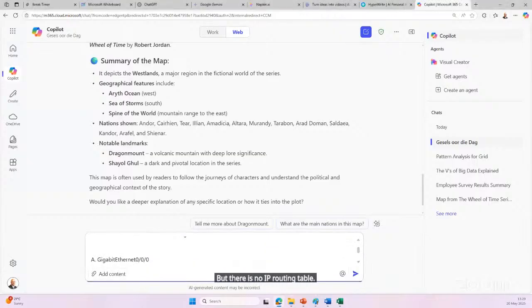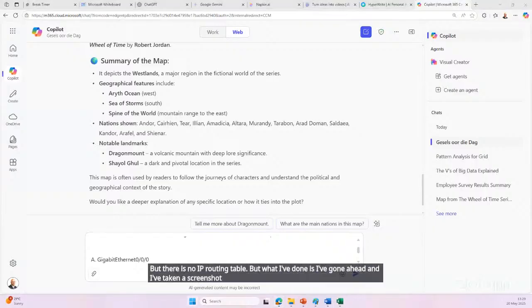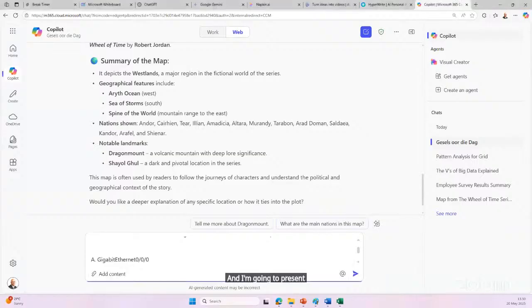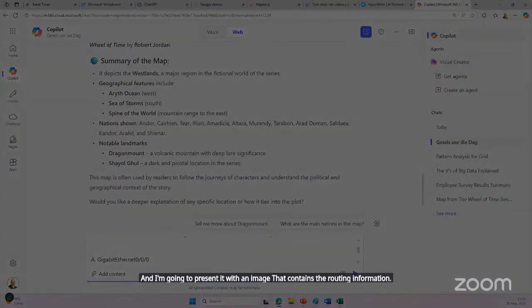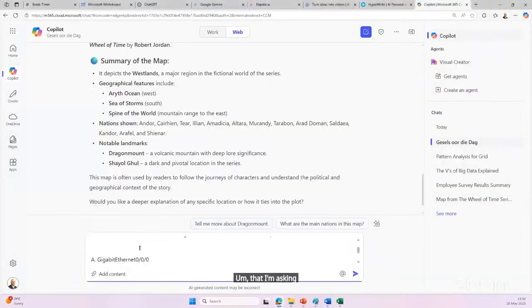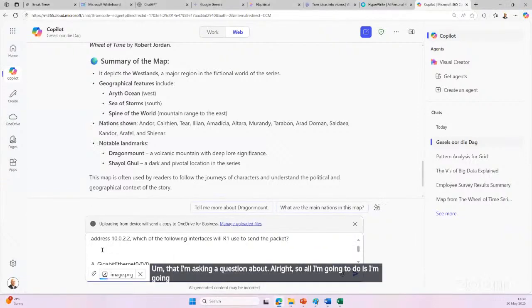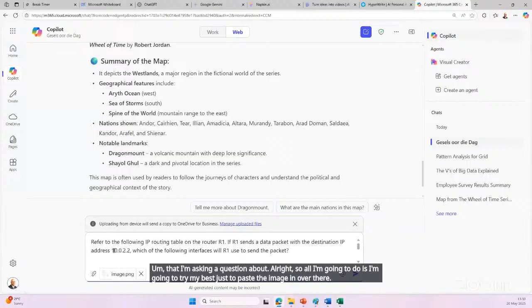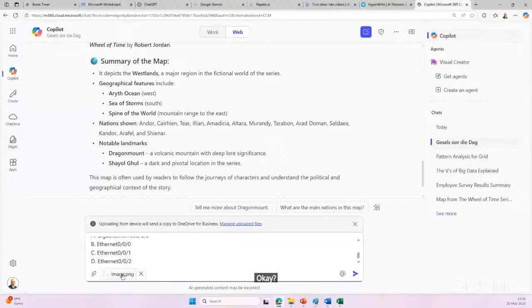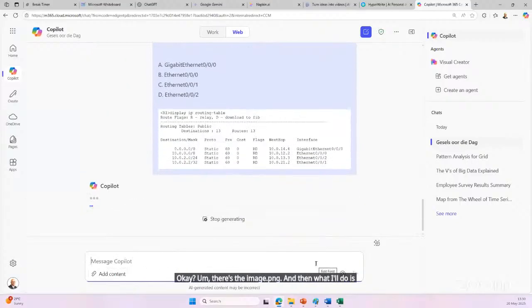But there is no IP routing table. What I've done is I've gone ahead and taken a screenshot of one of my routers, and I'm going to present it with an image that contains the routing information that I'm asking a question about. All I'm going to do is try my best just to paste the image in over there. Okay, there's the image.png.